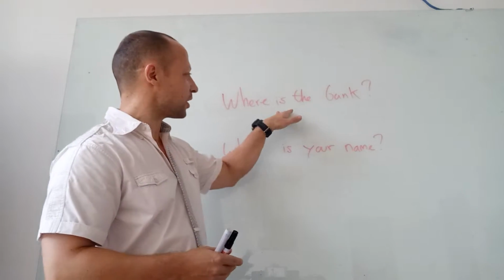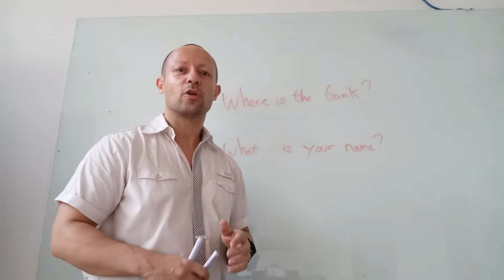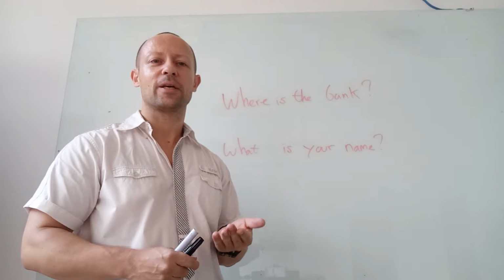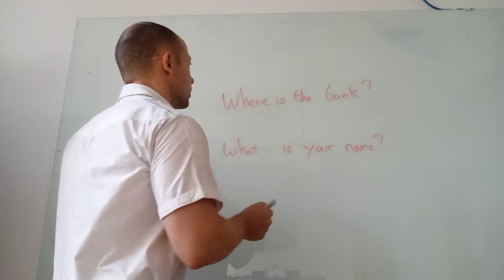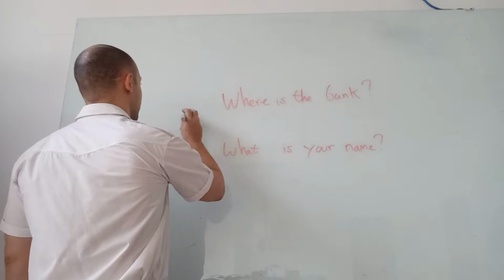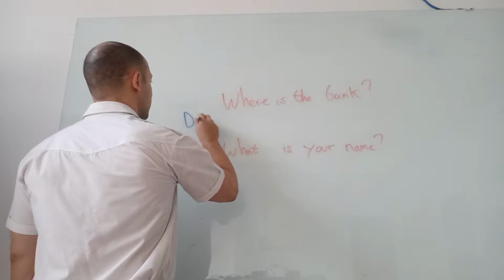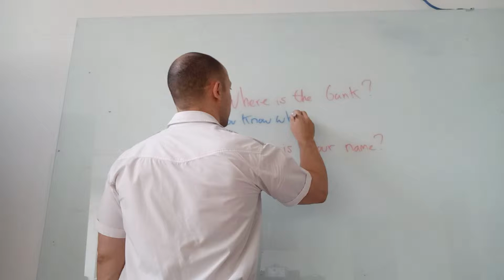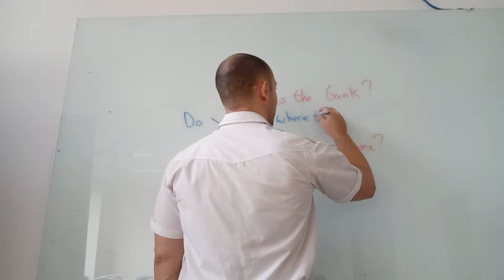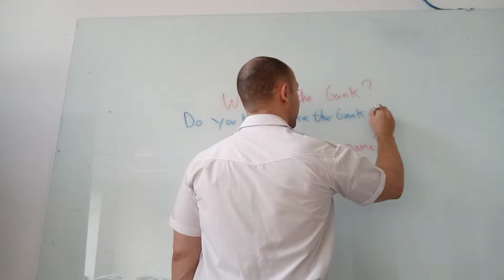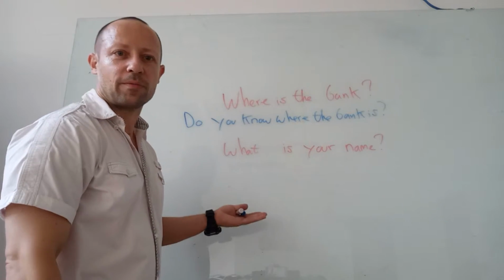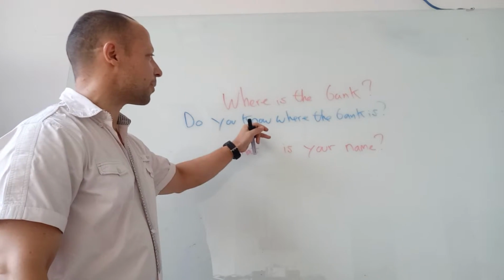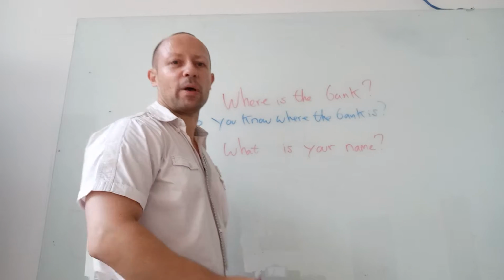So let's have a look at changing these two questions into indirect questions. We can use can, could, do, does, depending on the circumstances. Could is normally the politest. So, where is the bank? We can say, do you know where the bank is? That's asking to tell you if they know where the bank is. Or you can say, could you tell me where the bank is? Another way of saying the same thing.